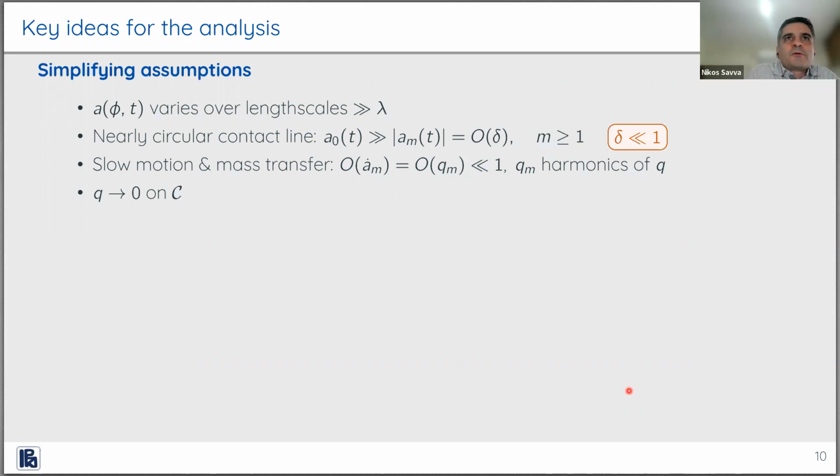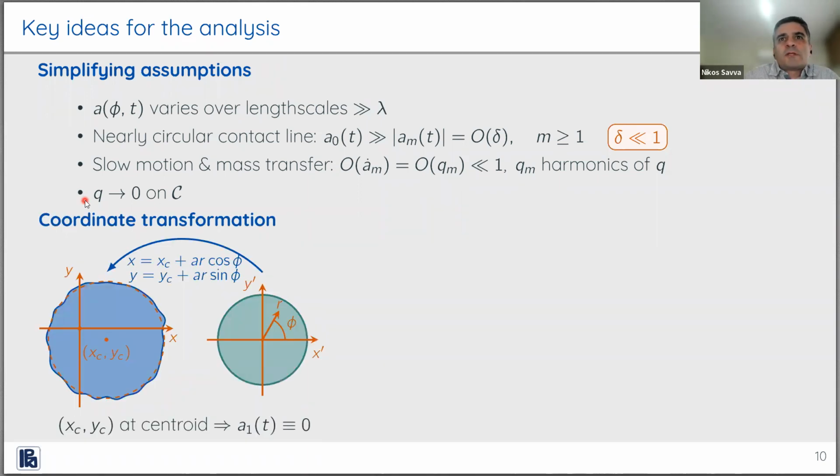Of course, in order to make progress, we need to introduce some assumptions. First is that the radius varies over length scales that are much larger than slip. We have a nearly circular contact line, so that the axisymmetric component is much larger than the azimuthal components, which are order delta, and delta is some smallness parameter that we introduce. We assume that you have slow motion and mass transfer, so that the rate of change of the harmonics matches the harmonics of the mass flux. And for simplicity, we assume that the flux vanishes on the contact line.